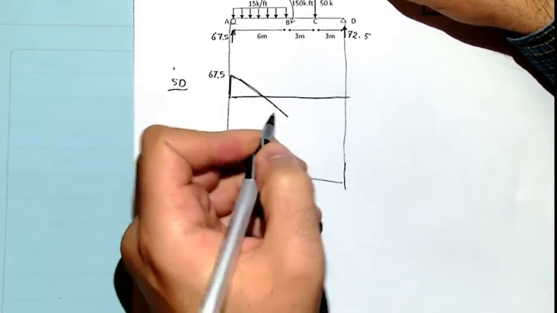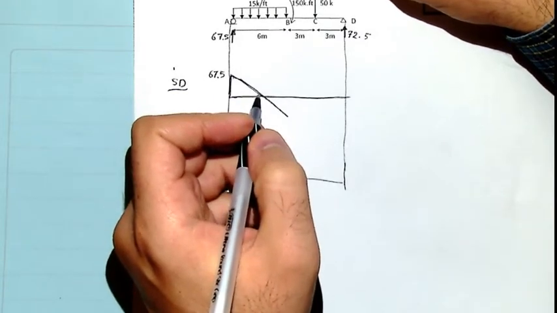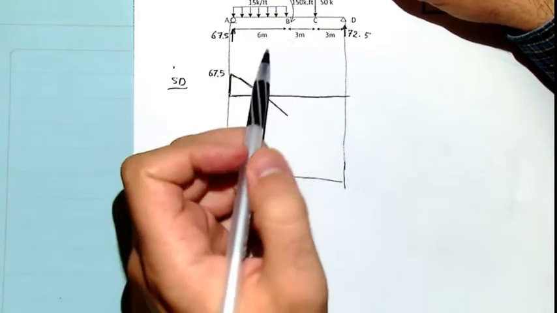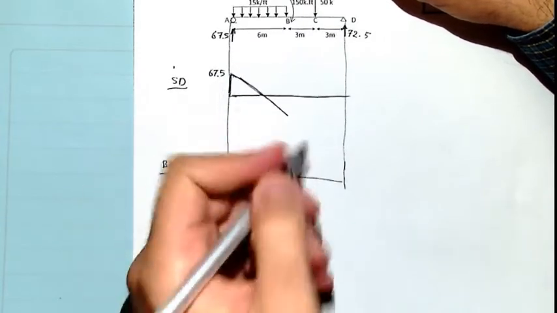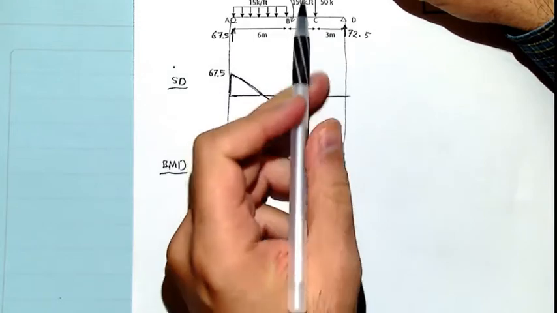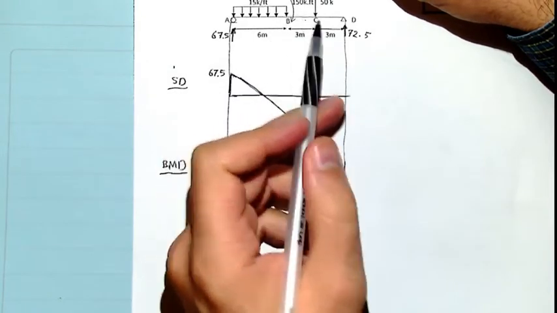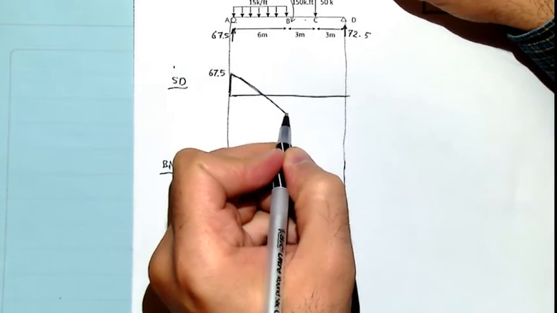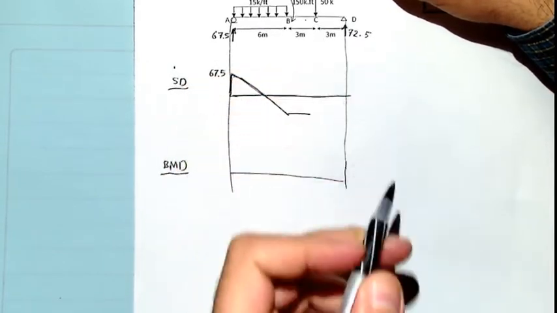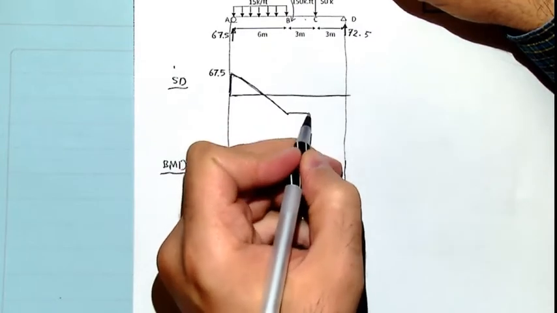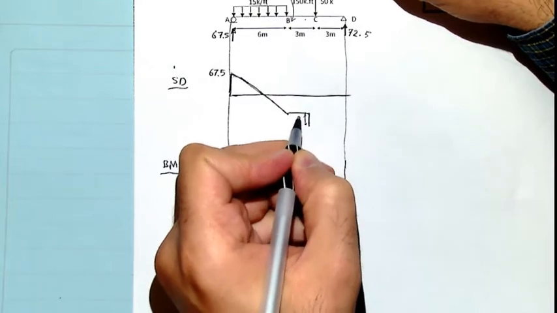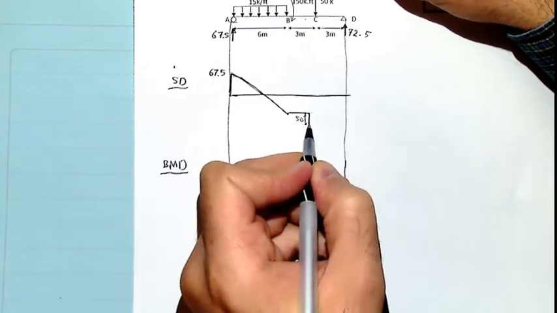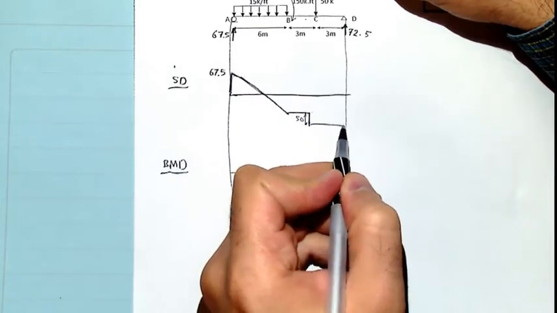Straight line. Now we're gonna reach to this point, which is 90 minus, would be added to 67.5, and after that we have no more concentrated load here from B to C, so we have to draw a straight line, and after that we have concentrated downward, so it goes down. How much? From here to here would be 50, whatever it is here. Then after that we have no load, we go straight.